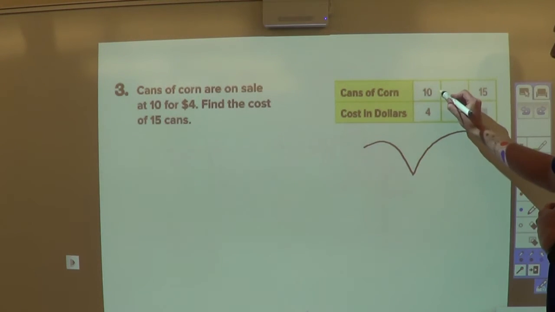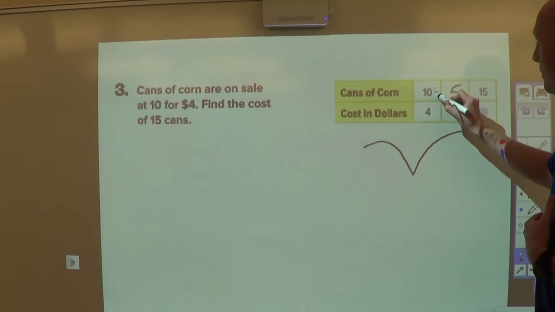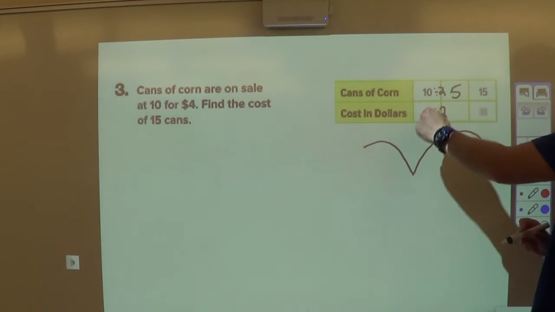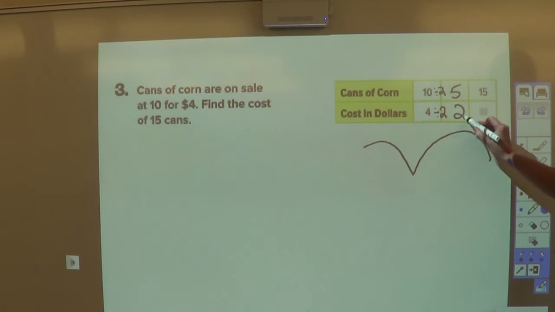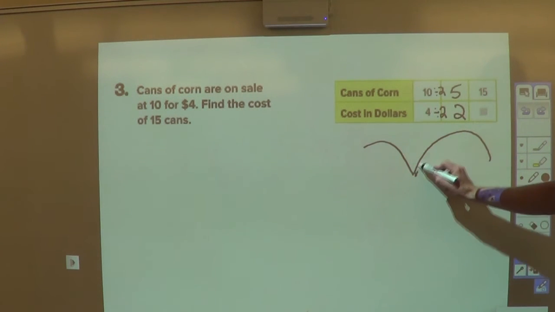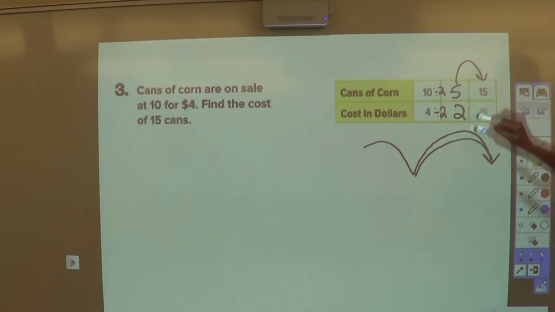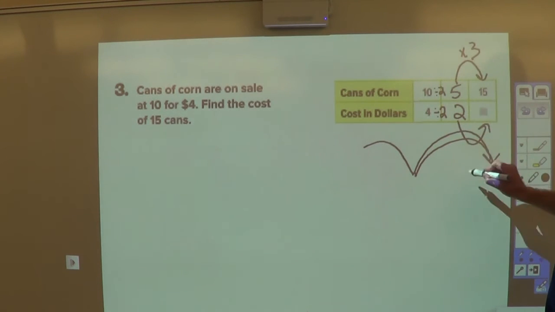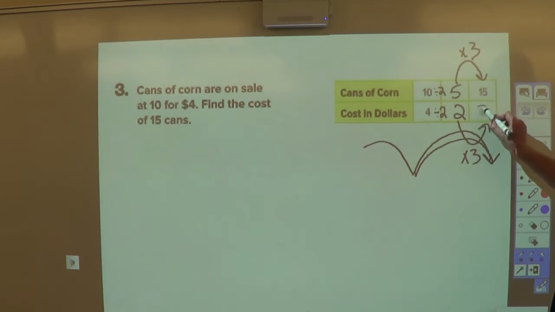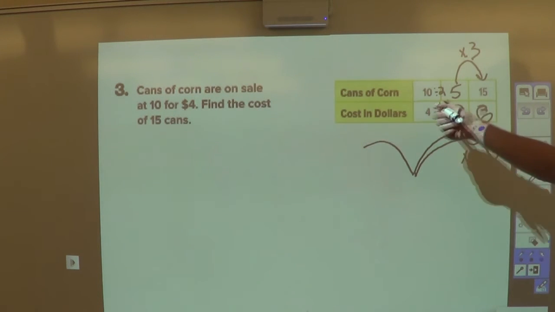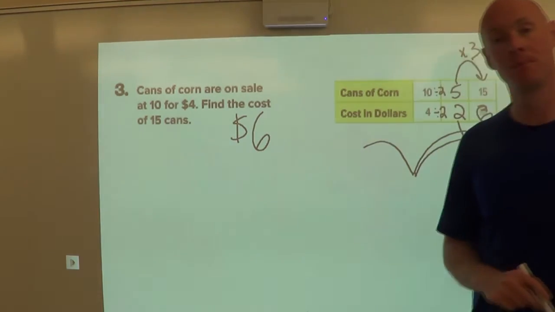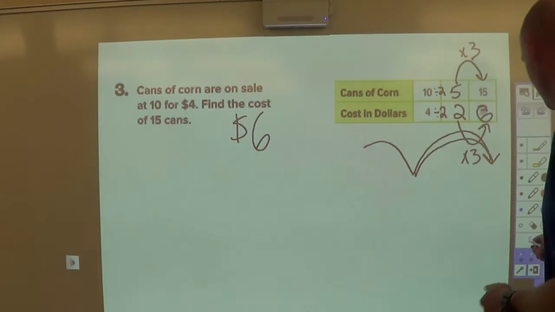Okay. So can I get to 5 from 10? Of course we can. Divide by 2. Well, if you divide by 2 there, you got to divide by 2 here. 10 divided by 2 is 5. 4 divided by 2 is 2. Awesome. So now we jumped on that rock, now we got to jump to 15. How do we go from 5 to 15? Times 3. And what do we have to do to 2? Times 3. 2 times 3 is 6. Therefore, my answer is, what's the cost in dollars for 15? The cost is going to be $6. Perfect. Let's look at one more example.